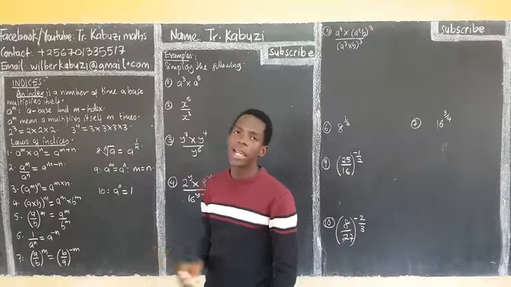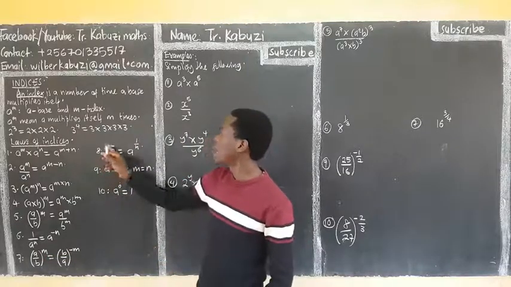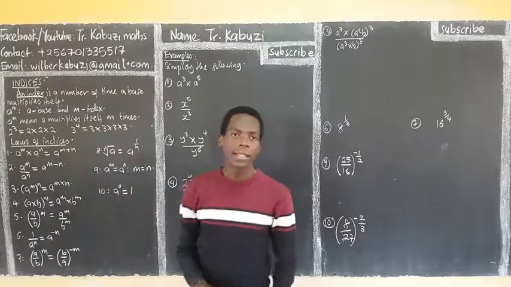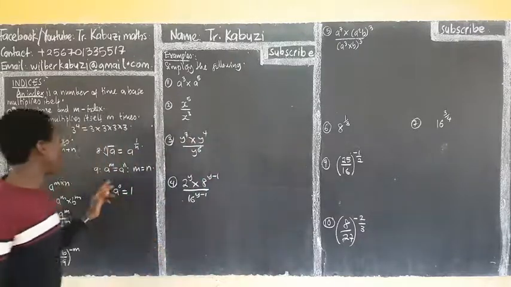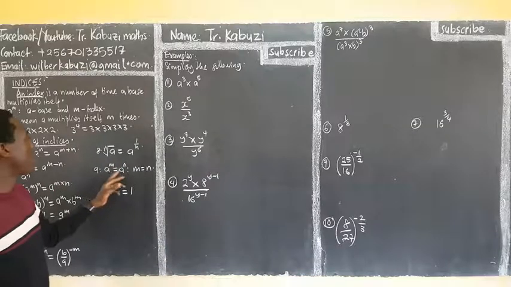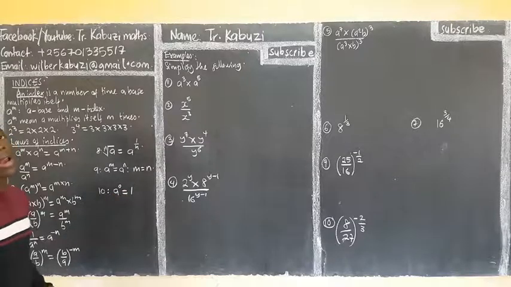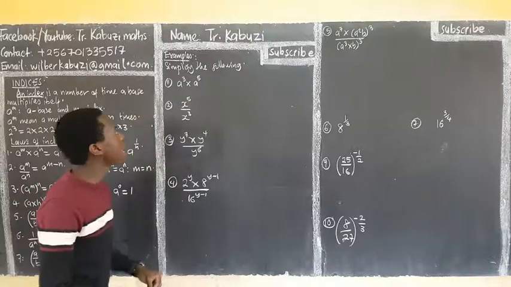Then this is what we call the n root property. Root n is the same as 1 over n. Then if you have 2 bases, when the bases are equal, it means that their powers are also equal. Then a power 0 is the same as 1. Any number at power 0 is 1. Let us go through these ones and see.